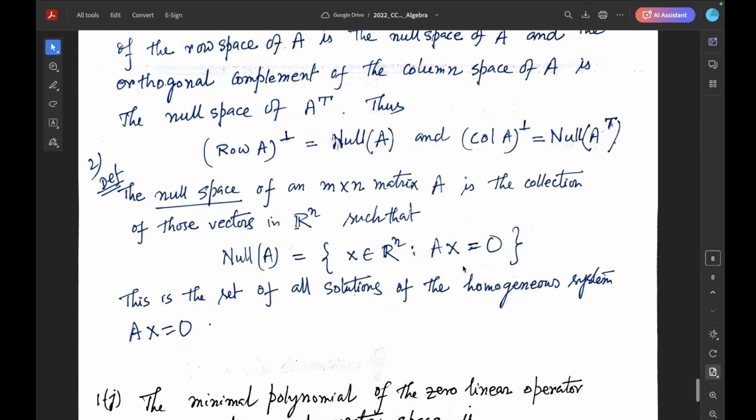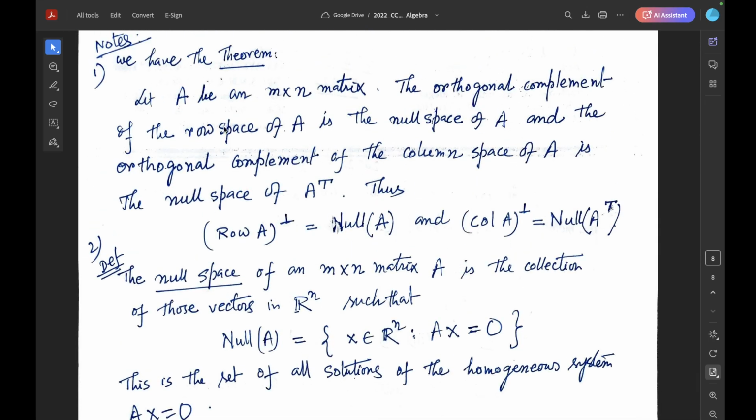And we have the following theorem. If A is an m by n matrix, the orthogonal complement of the row space of A is the null space of A, and the orthogonal complement of the column space of A is the null space of A transpose.